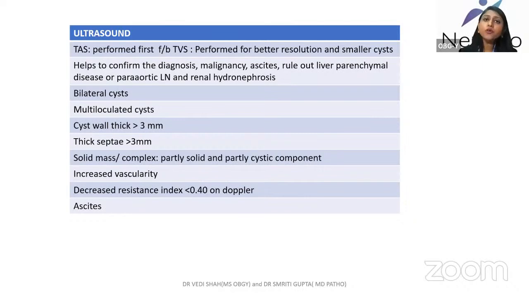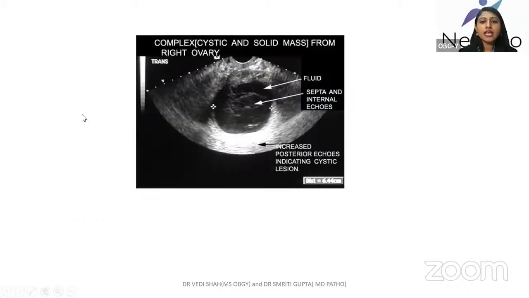Since any tumor will have a higher amount of vascularity, on Doppler you will be able to appreciate higher vascularity in such a picture, and because of the dilatation, the resistance decreases, and a decreased resistance index of less than 0.40 on Doppler is noted. Simultaneously, if the presence of ascites is noted, there are very high chances that this tumor is malignant.